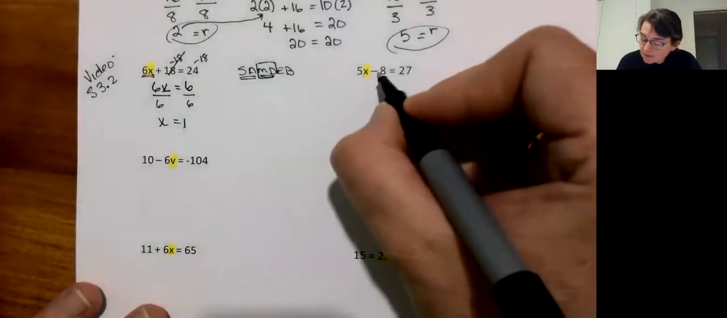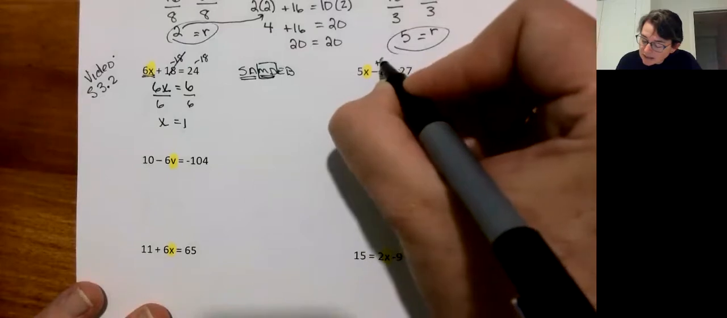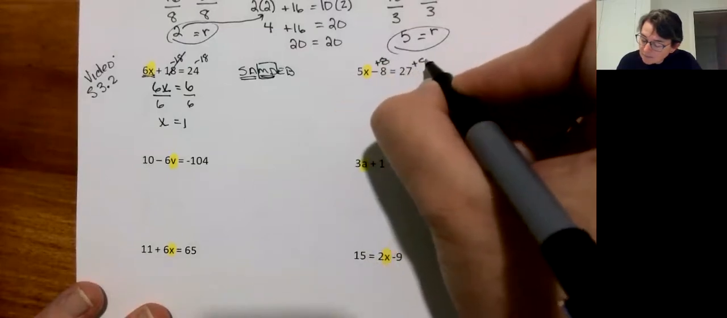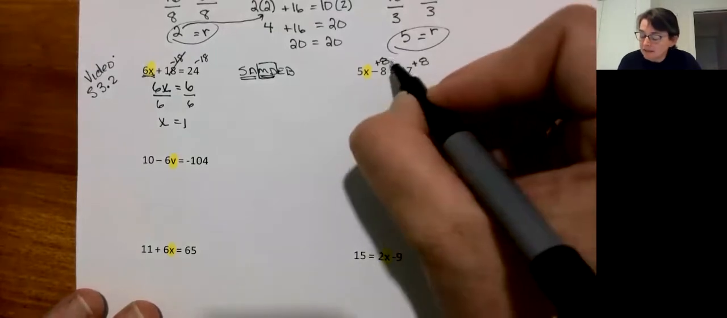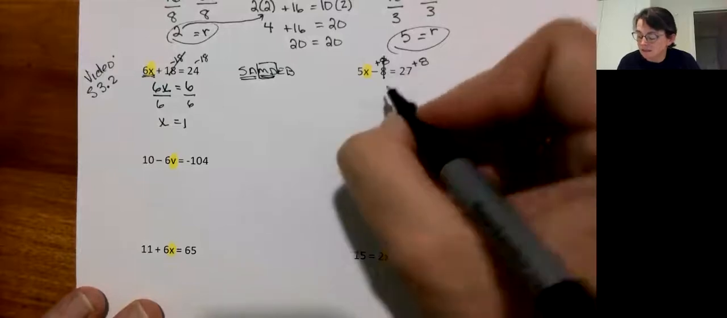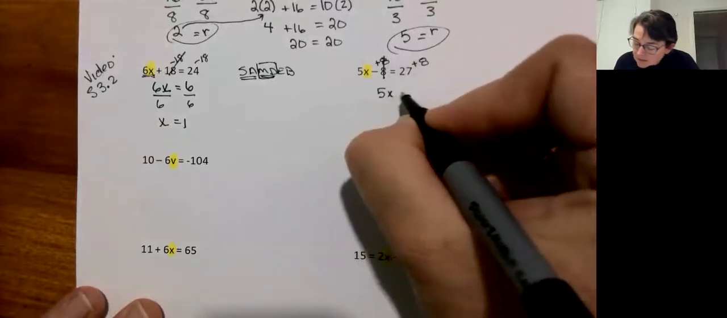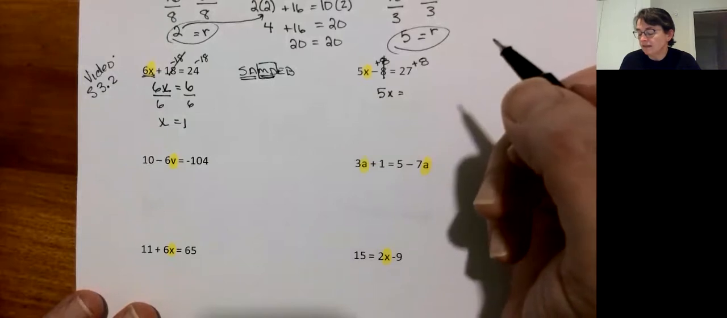Right, 5x minus 8 is 27. So we're going to add 8 to move it over. I shouldn't have said that. It's actually, I'm going to add 8 so that these two cancel out. And it does move over to the other side. So 5x is equal to 27 plus 8.